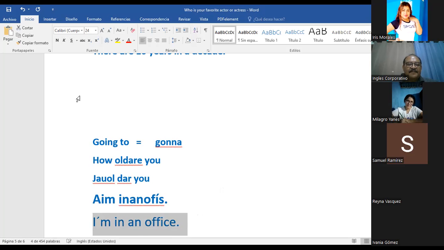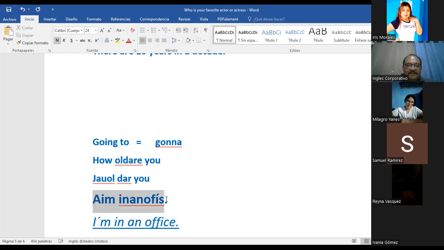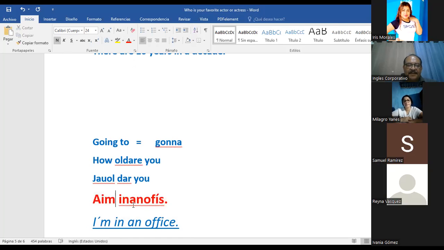esta oración acá suena así. I'm in an office. Okay. Y entonces muchas veces eso es lo que se escucha y uno dice, no le entendí nada de lo que dijo. Pero es porque no estamos acostumbrados a la pronunciación natural, ¿ok? Natural pronunciation. I'm in. Estoy en. I'm in an office. ¿Ok? ¿Estamos? Yes. Va. Entonces eso para pronunciación, nos quedan las estrellas y todo eso.